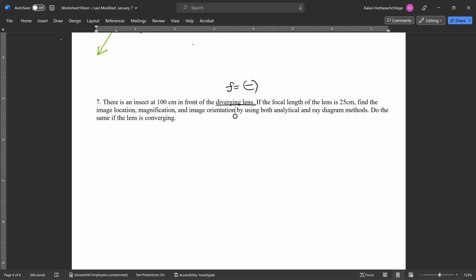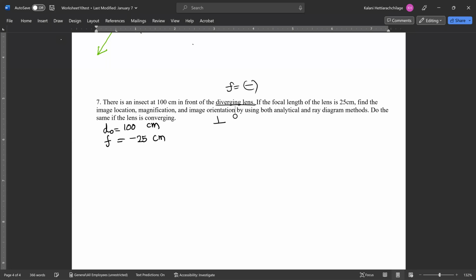So let's write the information given. You see that d naught is given. d naught is 100 centimeters. And focal length is given. As soon as you see it is divergent, you need to write negative yourself, 25 centimeters. Let's get rid of the suffix and do it without that. Negative 25, right? So now what I need to find is image location, magnification, and image orientation again.